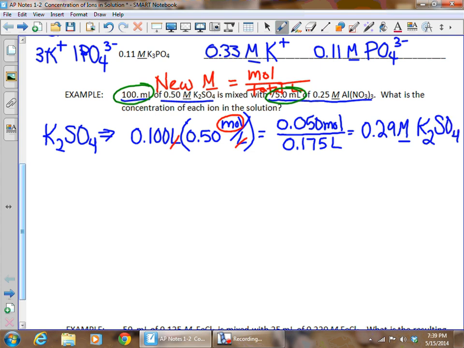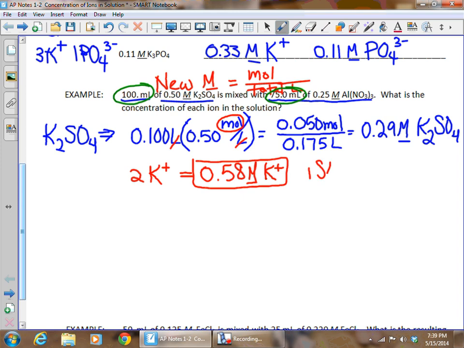Now, think about what we did above. If we have K2SO4, it wants the concentration of all the ions in solution. K2SO4 has 2 potassiums and 1 sulfate. So, since there are 2 K pluses, that's going to be 0.58 molar potassium ion. But since there's only 1 sulfate, that's going to give us a concentration still of just 0.29 molar.